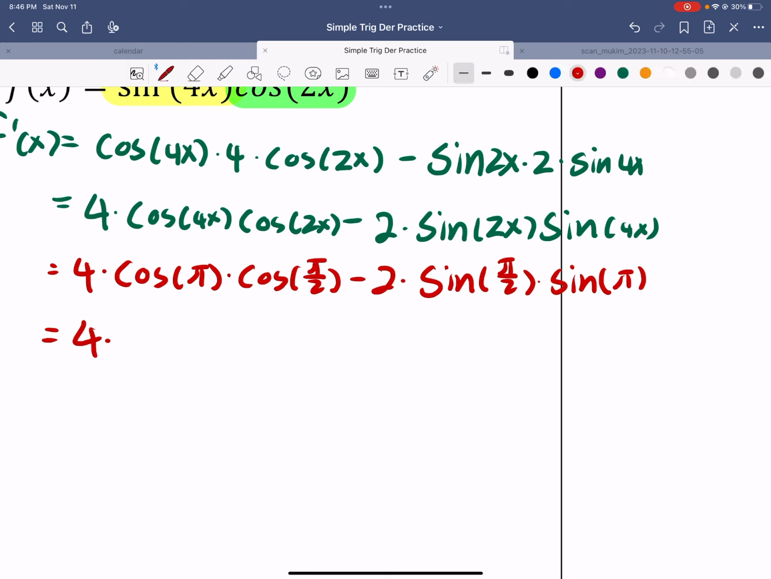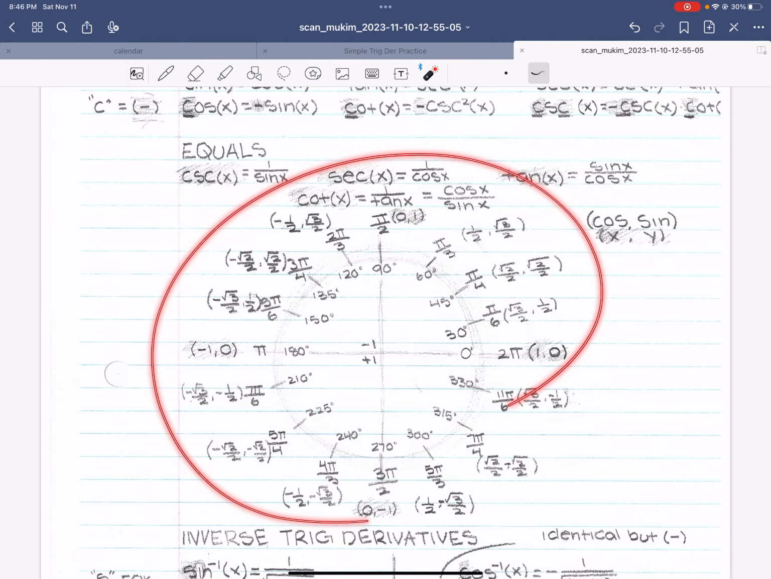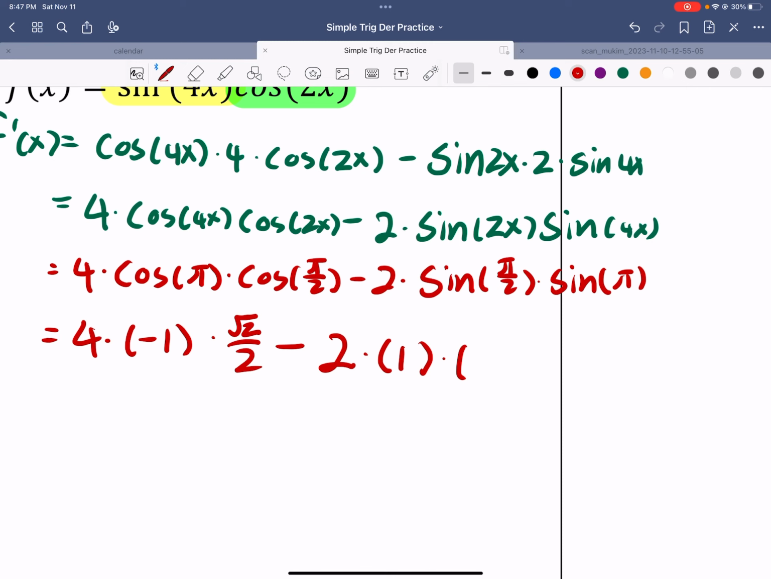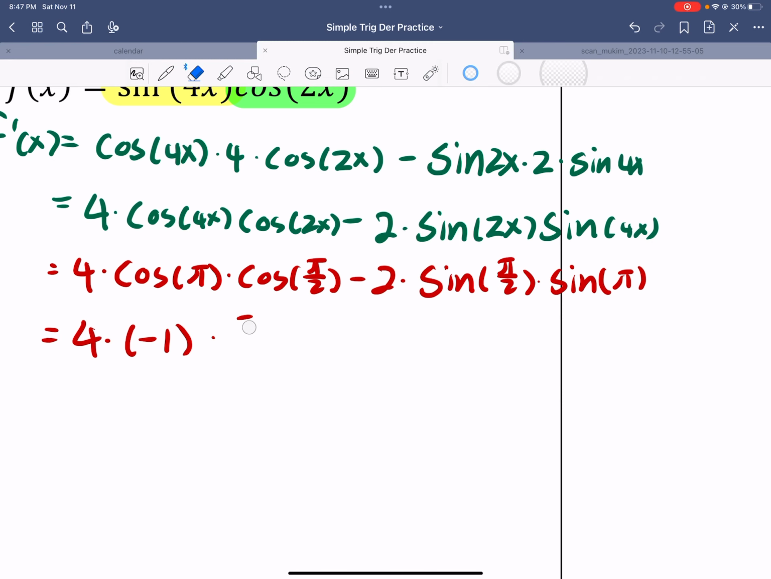Four times, what's cosine pi? Cosine pi is -1. If you don't believe me, check this one out. Cosine pi is -1 here. And cosine pi over 2 is square root of 2 over 2 minus, this entire thing will become 0 because 2 times sine pi over 2 is gonna be 1 times, wait a second, no. What am I doing? I'm sorry.